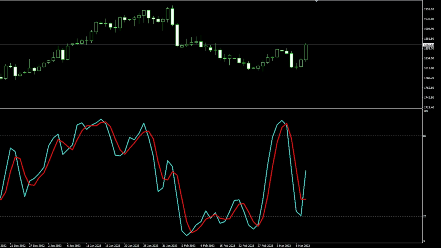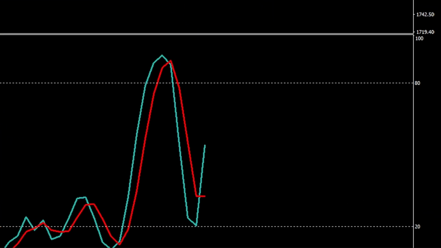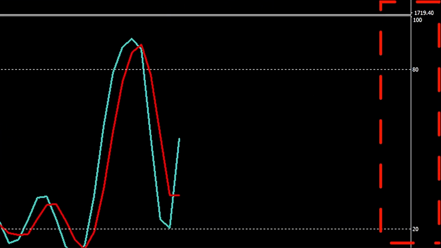The stochastic uses a scale to measure the degree of change between prices from one closing period to predict the continuation of the current trend direction. The two lines are similar to the MACD lines. One line is faster than the other. Again, you can find the relevant video in the description with more details.